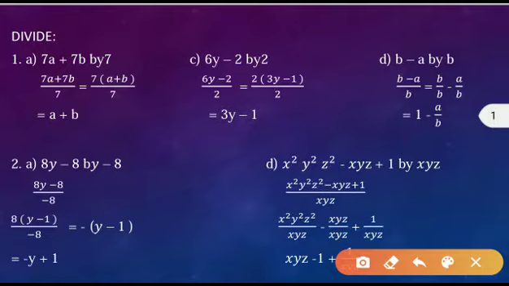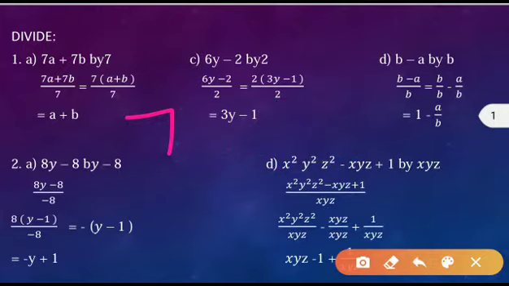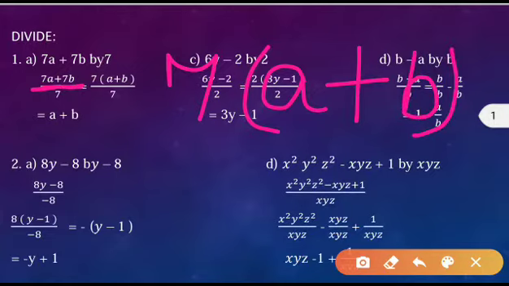First question is divide 7a plus 7b by 7. First of all, write it in a mathematical form: 7a plus 7b by 7. It means divide by 7. Now from the numerator we can take out common 7. If we take out common 7, in the first term only a is left, and after that the plus sign, and in the second term only b will be left.